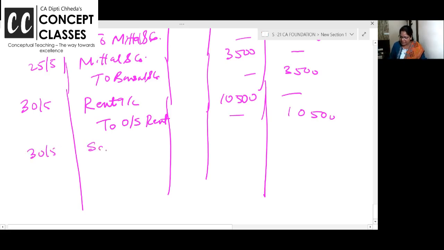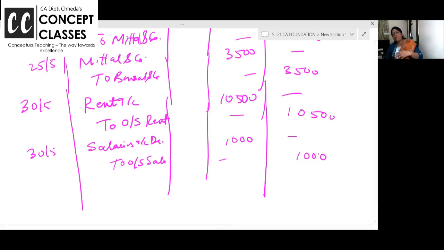Salaries. Salaries account debit to outstanding salaries. If I pay salary in cash or bank, it will come in the cash book. But I didn't pay, but then it's my expense. So salary to outstanding salary, I'm creating a liability.